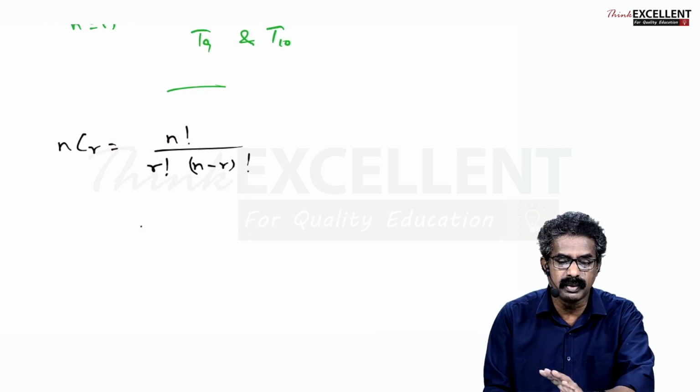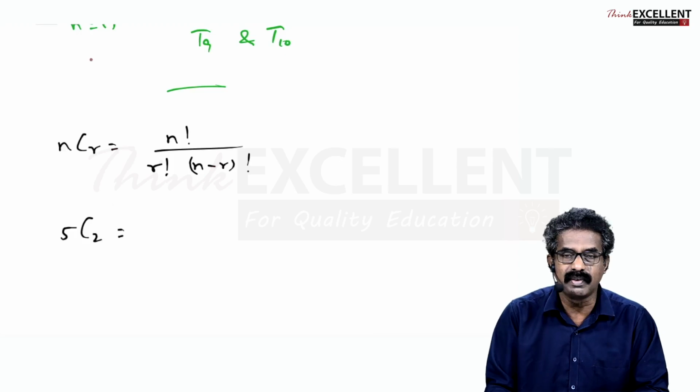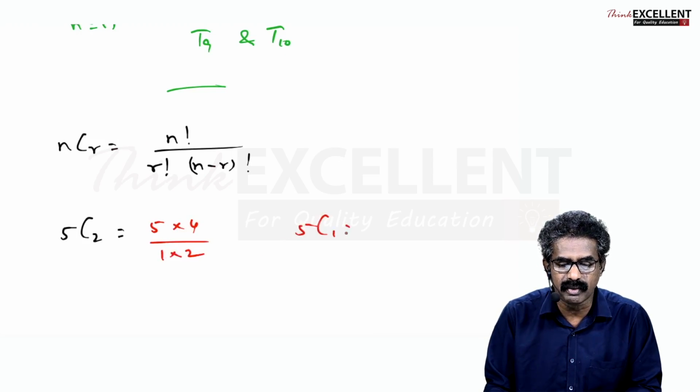But when you do the sums, we won't use this formula, right? Suppose you want 5C2. What we do? Start with 5, reduce 1 by 1, 2 terms. So 5 into 4 by 1 into 2. 5C1 is 5, right?